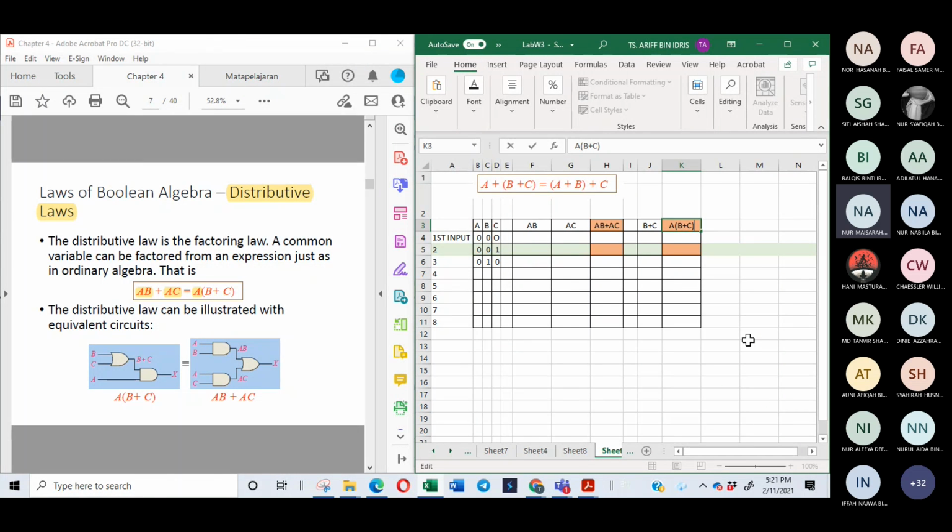Do it together with me, class, so that you can finish it as soon as possible. What about the input combination? Is it correct? Is it the same input combination, class?